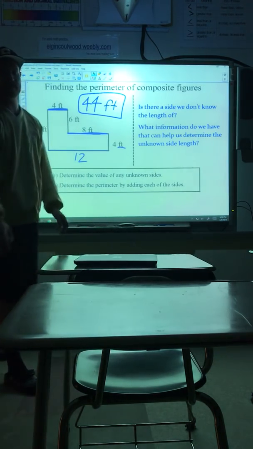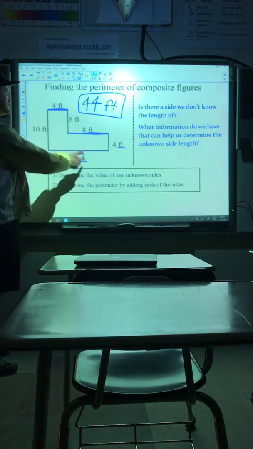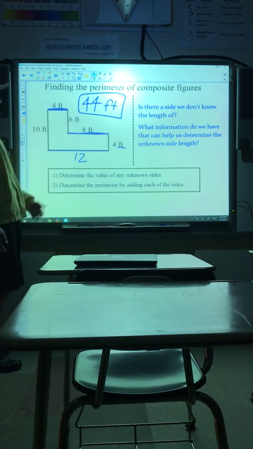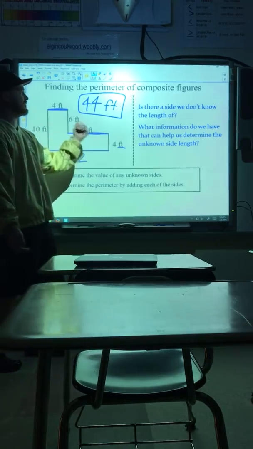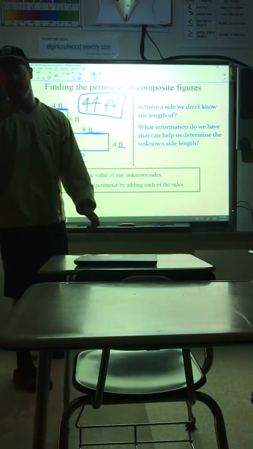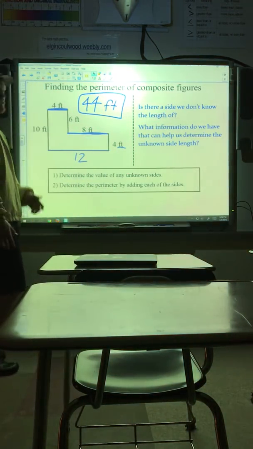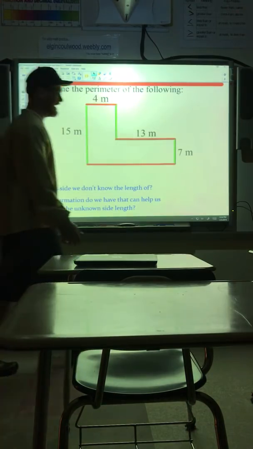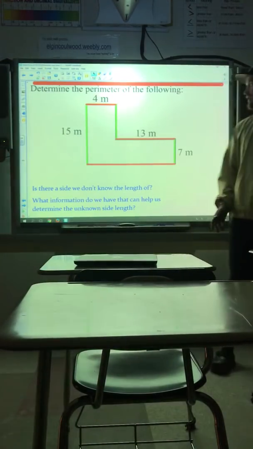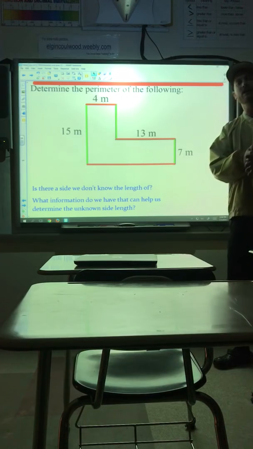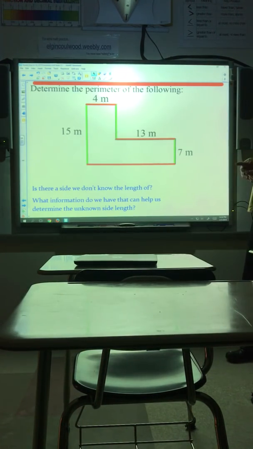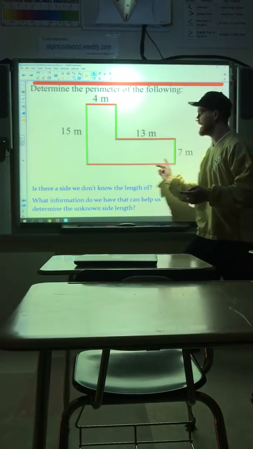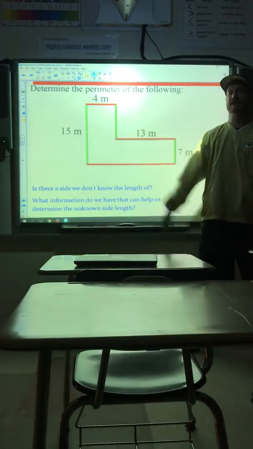But if that's too much, a fail-proof method, just go ahead and add up each individual side. 12 plus 10 plus 4 plus 6 plus 8 plus 4 will give you 44 feet and only take you a couple seconds longer. Next side up here, it's still color-coded. All the vertical sides are green, all the horizontal sides are red. However, this time I'm missing both a long piece and a short piece.